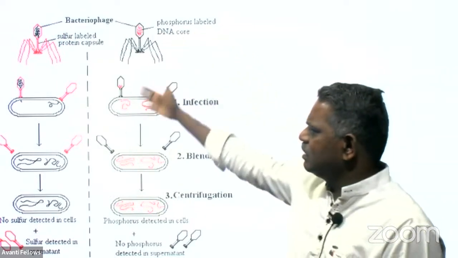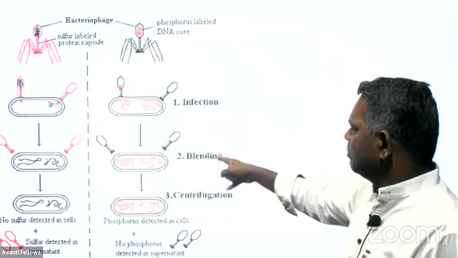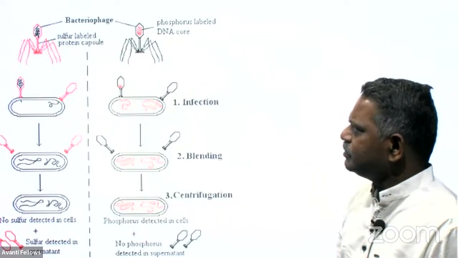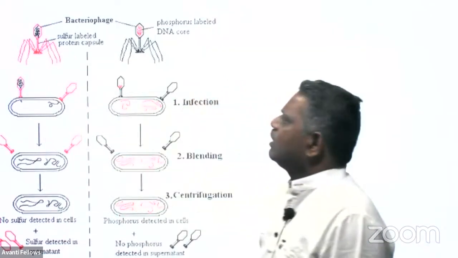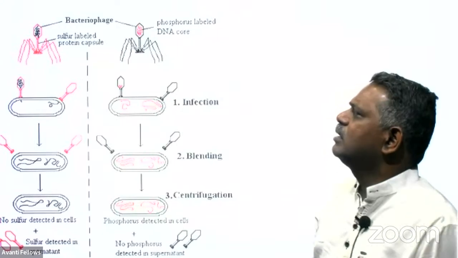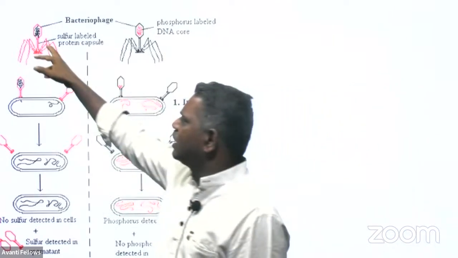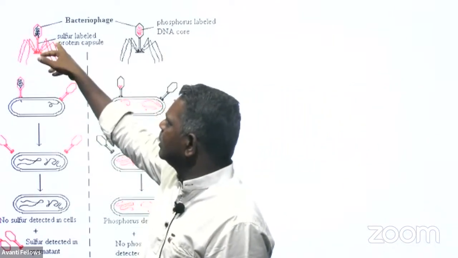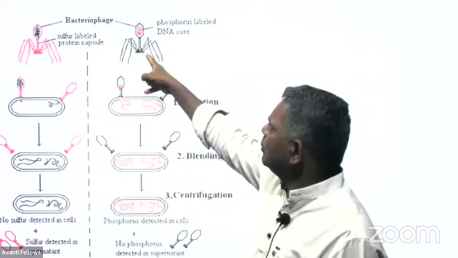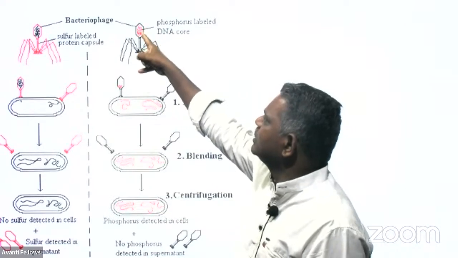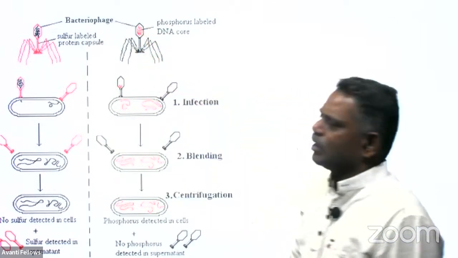So see the diagram, it's giving a clear idea about this process: infection, blending, and centrifugation. And this is the bacteria. You can see that red colored label here. That is the sulfur labeled protein capsule only. The DNA is not labeled here with the radioisotope. Only protein is labeled by using the radioactive sulfur. And another bacteriophage is labeled using radioactive phosphorus. So only DNA is labeled, but not the protein coat.